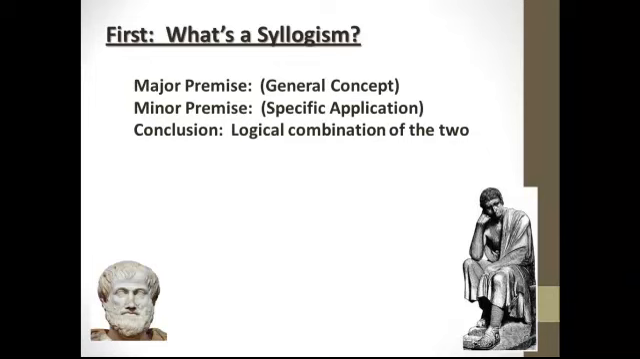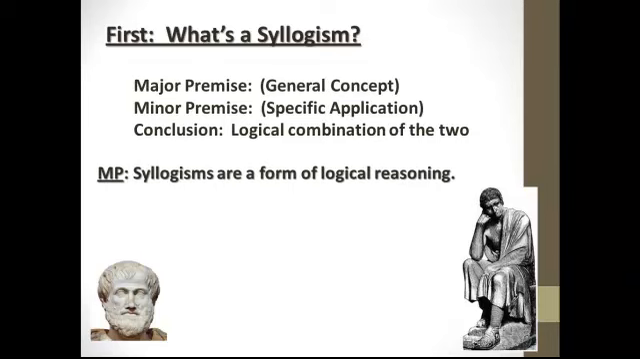Hopefully everybody's a little bit familiar with this. Syllogisms generally, we're familiar with categorical syllogisms. There's lots of different kinds, but there's a major premise, which is a general concept or idea, a minor premise, which is the specific application, a more specific idea. Usually it applies to one particular thing. And then a conclusion, which logically combines some of the terms from both the major and the minor premise.